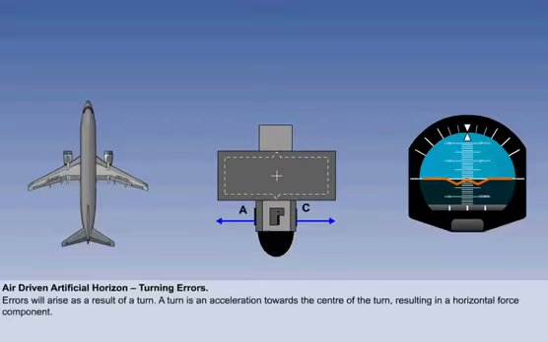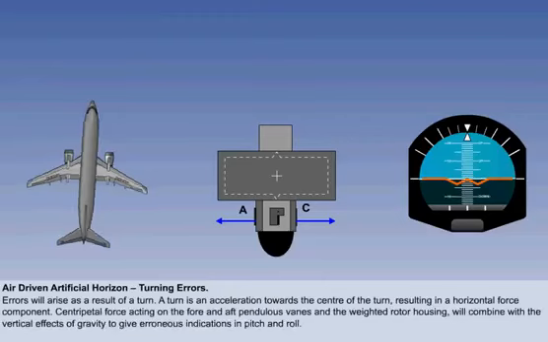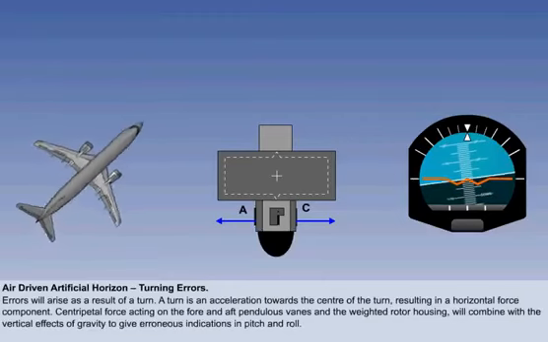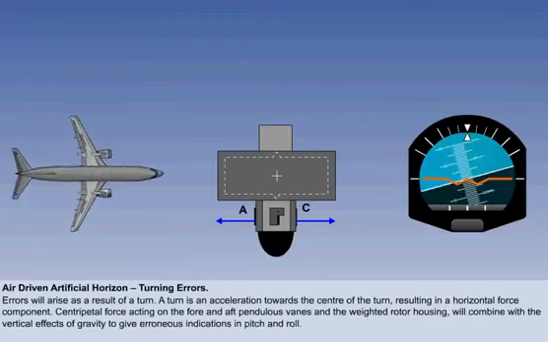Errors will also arise as a result of a turn. A turning manoeuvre is in effect an acceleration, but this time the acceleration is towards the centre of the turn, resulting in a horizontal force component. Centripetal force, acting in this instance on the fore and aft pendulous vanes and the weighted rotor housing, will combine with the vertical effects of gravity to give erroneous indications in pitch and roll.